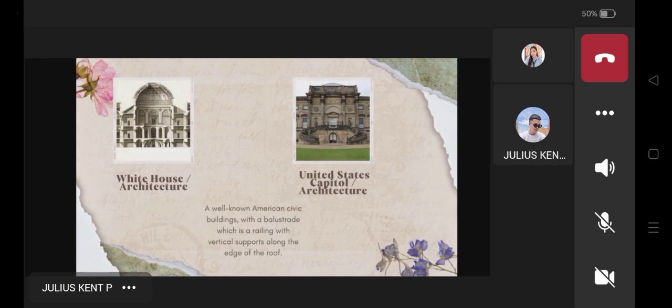Yan. Tapos yung pangalawa, United States Capitol. Yan. Inumpisahan naman yan noong September 18, 1793. Tapos, nakompleto rin siya noong 1800.